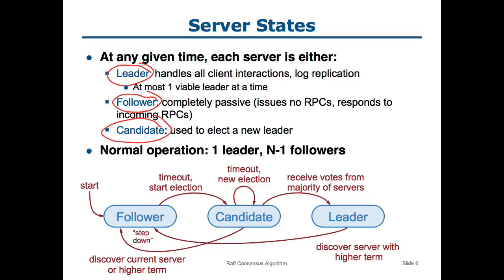In normal operation of the system, there will be exactly one leader and all of the other servers will be followers. At the bottom of the slide, I've shown a state diagram of these states and the transitions between them. I'm not going to go over those now, but you may find those useful to refer to as I go through the details of the algorithm in the later slides.